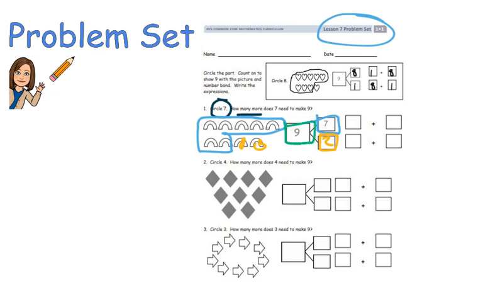Now we need to fill in our expressions. So we have 7 plus 2, which we said makes 9. Write our reversal. 2 and 7. 2 and 7. Number 2.